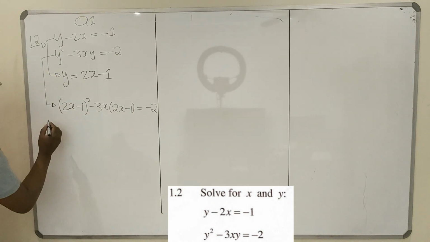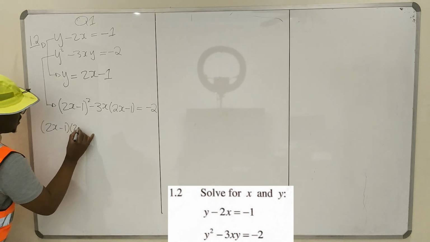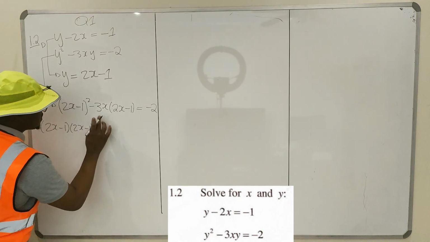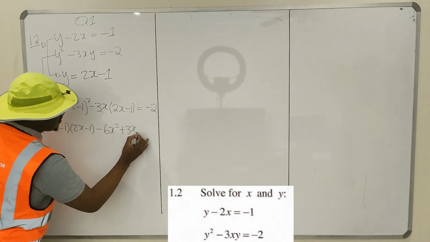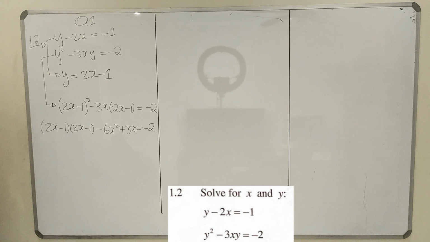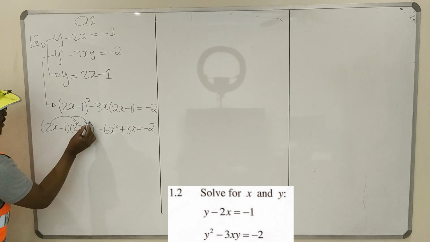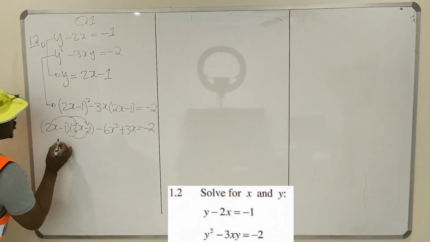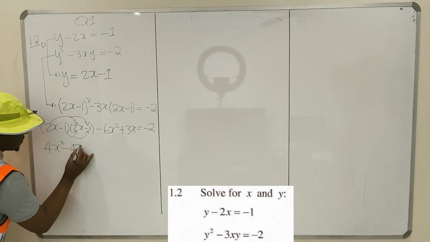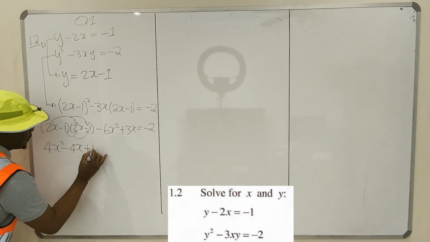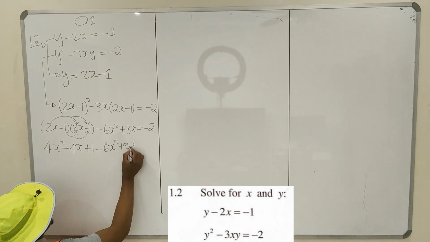Then you simplify this. So multiply this bracket out. There are 2 of these, 2x minus 1 and 2x minus 1. Minus 6x squared plus 3x is equal to minus 2. Right? Then you multiply this bracket out. This times this, this times that. So what you will get at the end is 4x squared, minus 4x plus 1 minus 6x squared plus 3x is equal to minus 2.